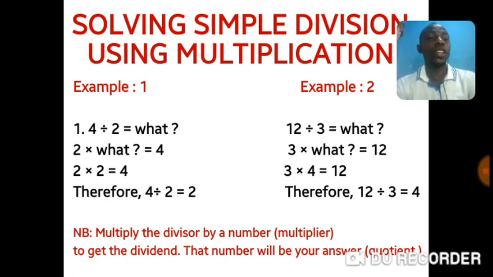So let's go. 3 1s are 3. 3 2s are 6. 3 3s are 9. 3 4s are 12. Wow. I believe you've got the answer. Right, that is 4. 3 times 4 gave us 12. And so therefore, our unknown answer is 4. And so therefore, 12 divided by 3 is equal to 4. Good.